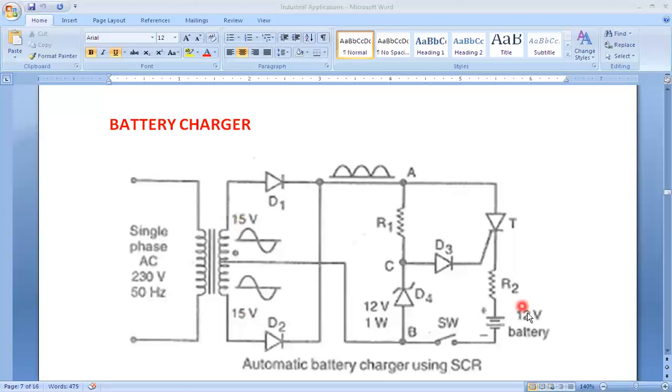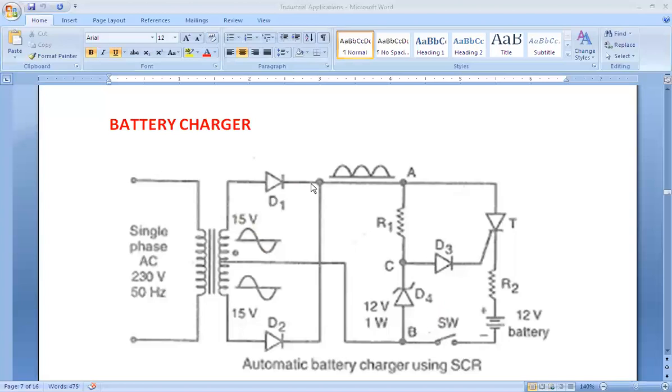Here we consider that we are charging a 12 volt battery only. So according to the battery to be charged, we have to select the secondary winding voltage. If it is an 18 volt battery, then we have to select an output winding voltage level around 20 or 21 volt. Or if it is greater than this, then we have to select the tapping of the winding accordingly.